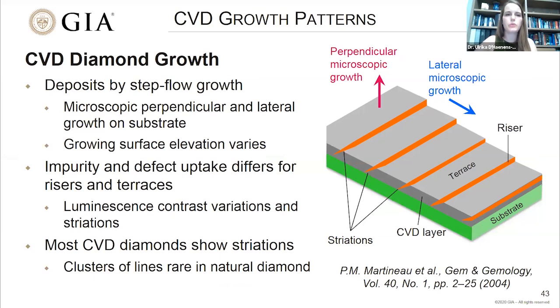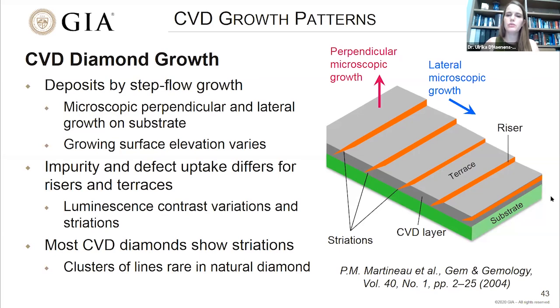Now let's consider these growth patterns and how they form. As I mentioned before, the CVD diamond is deposited ideally by step flow growth. So pretty much you get a layer and it sort of flows across the surface of the diamond, and atom by atom you get the next layer onwards. So effectively what you have is a series of steps on the surface of the diamond.